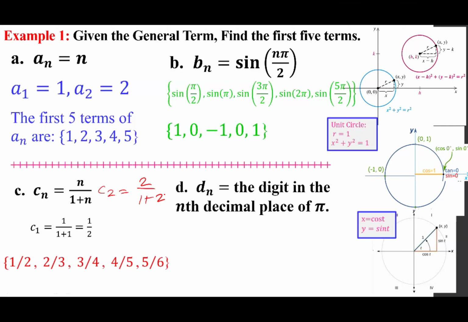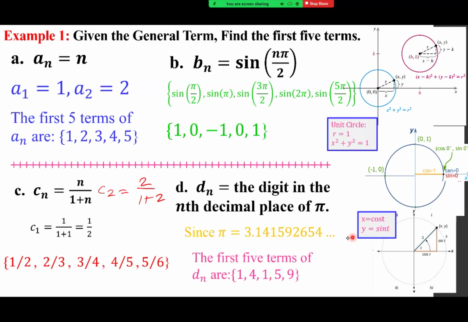D sub n is the digit in the nth decimal place of pi. I hope you know pi is not 3.14. Pi is approximated by 3.14, and it's 3.14159, and it continues indefinitely. So the very first place is 1. So D sub 1 is 1. D sub 2 is 4. D sub 3 is 1. D sub 4 is 5, and so on. So 14159. That's what the question is asking.